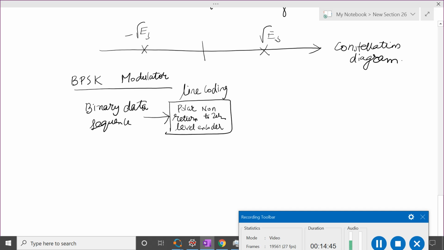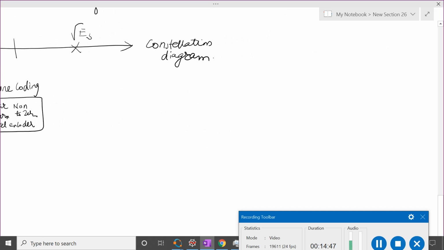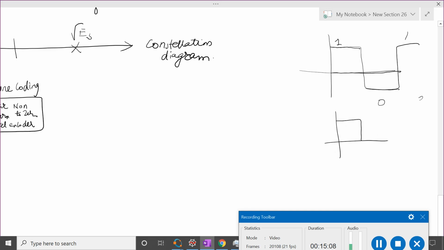It is very easy to design using op amps. What does it mean? Polar means that 1 has positive polarity, 0 has negative polarity, and non-return to 0 means it does not return to 0, unlike this one. So this is the return to 0, 1, 0.